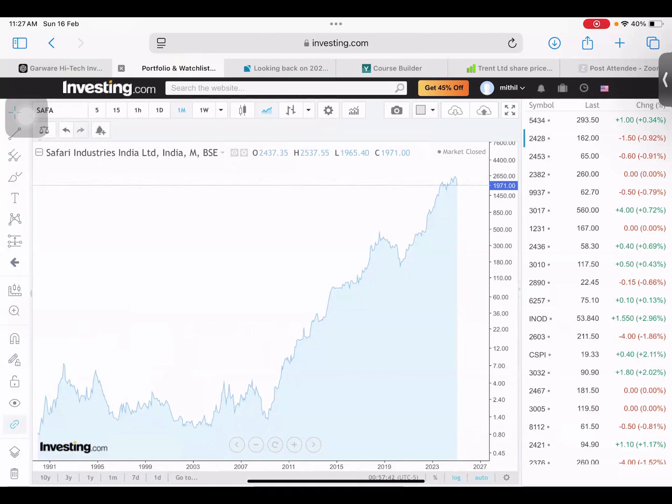This is Safari Industries. Look at how the bull market progressed. And there are countless stocks like these which have done more or less the same thing in the last many years. And across the board, this is again not India, you will find these things everywhere across the world.